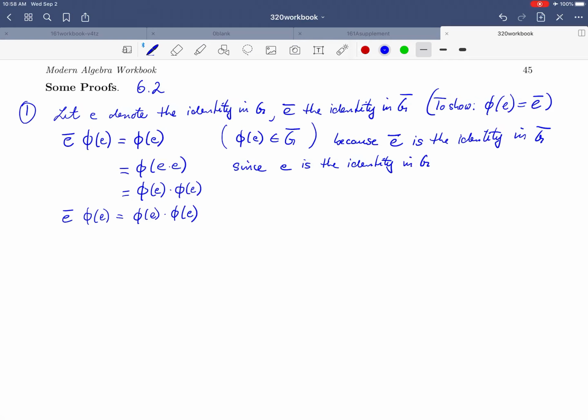And because of right cancellation, we get that phi of E is equal to E bar by right cancellation. And that's what we wanted to show.